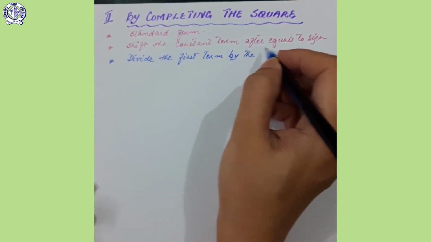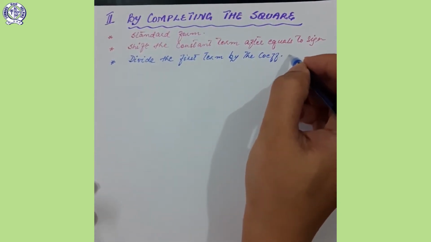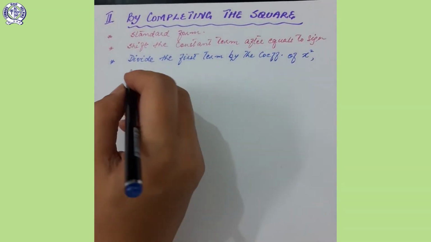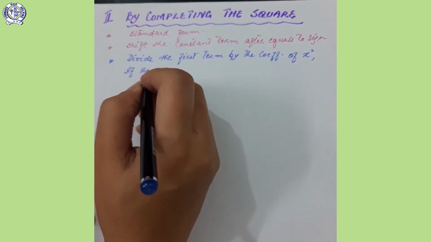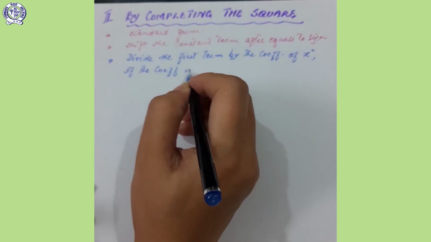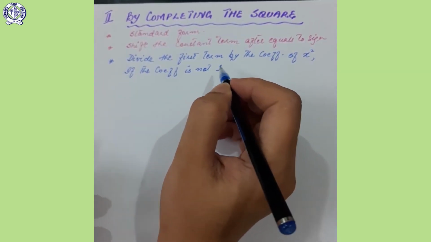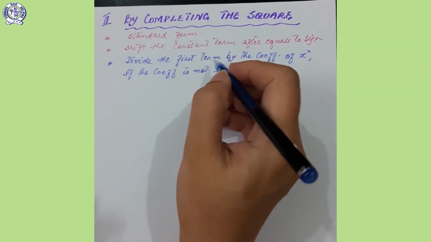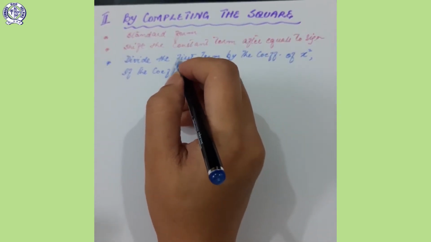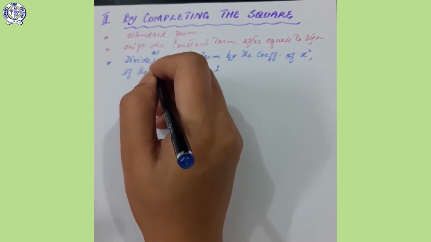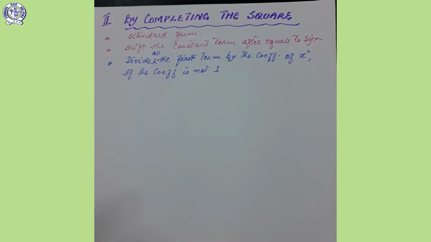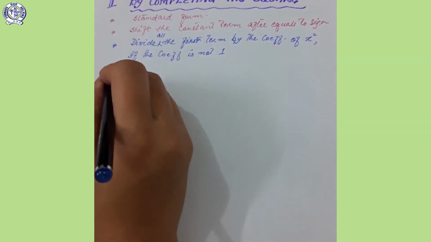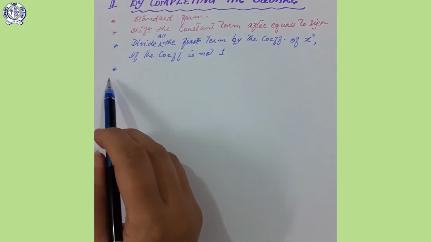Divide by the coefficient of x², if the coefficient is given. If the coefficient is not 1, suppose it is 5x² or 6x² or any other number with x², then you will divide the whole expression by the coefficient of x², not only the first term, all the terms. Okay, divide all the terms by the coefficient of x². Then after dividing it, if the coefficient is not given, then you can directly move on to this step.